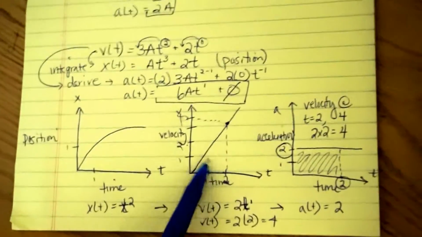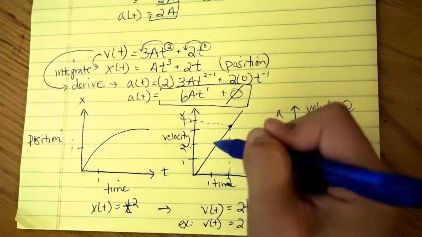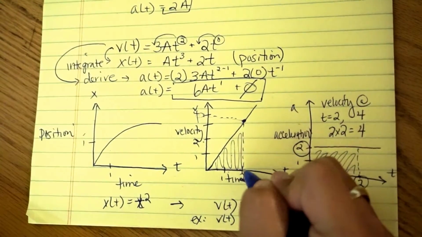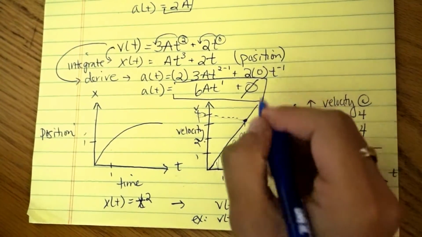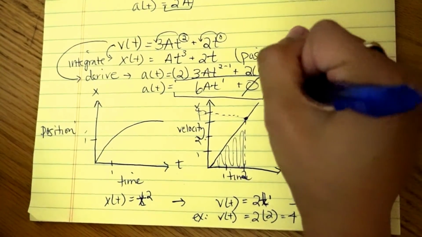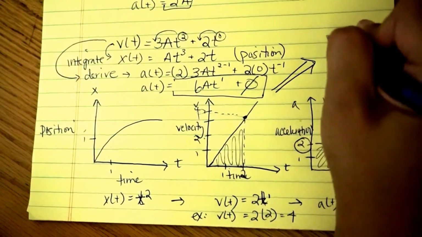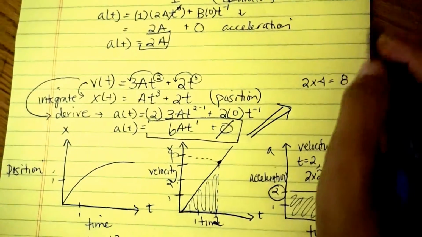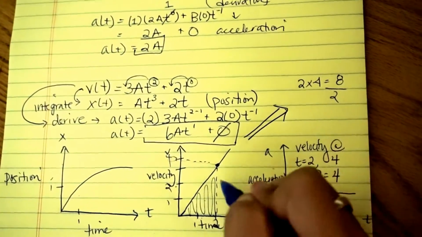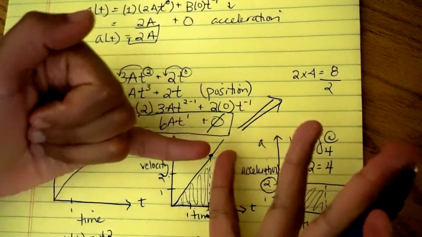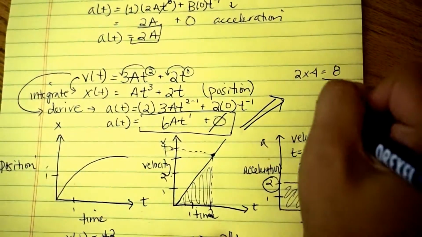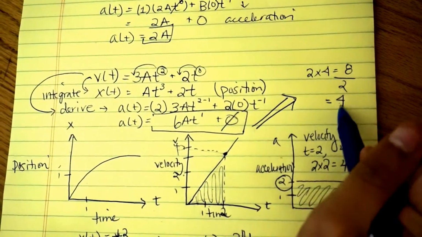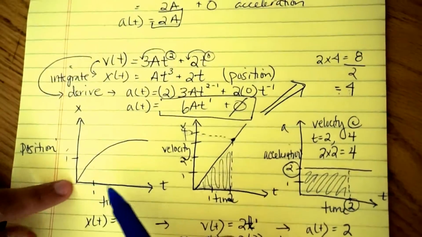Now, in order to go from velocity to position, you would do the same thing. However, this is a triangle, right? So you would do 2 times 4. So I'm going to do this over here. You would do 2 times 4, which is 8, divided by 2, because it's a triangle. So you're not getting the whole box, just half of the box, which would equal 4. So your position at time equals 2 is 4.